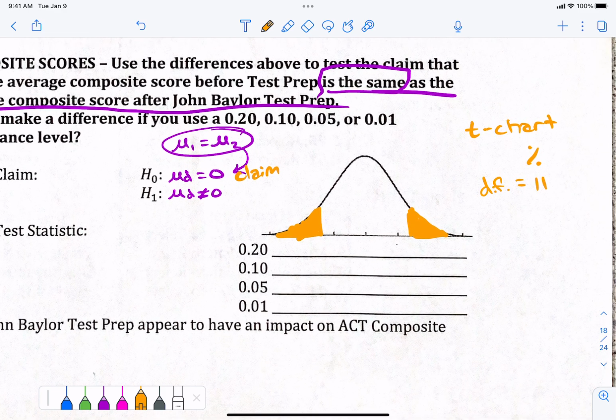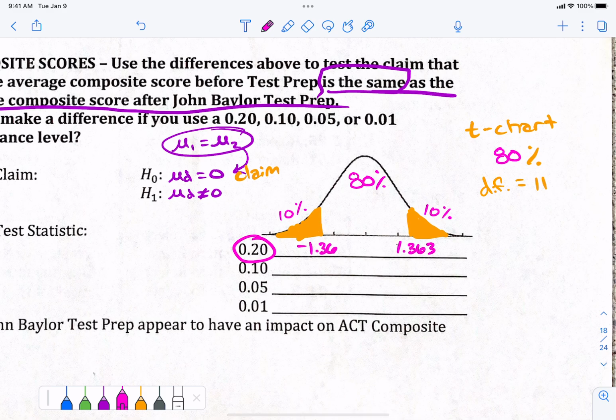All right, so for this first one, let's just figure out what all our numbers are down here. If we have a 20% alpha value, that means 10% goes in each tail, correct? Which means we're looking at 80% on the T chart at 11 degrees of freedom. 1.363 and negative 1.363. Those are our cutoff marks, right here and right here. Does that make sense?